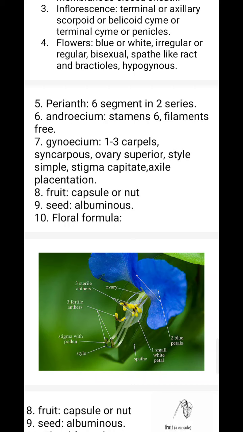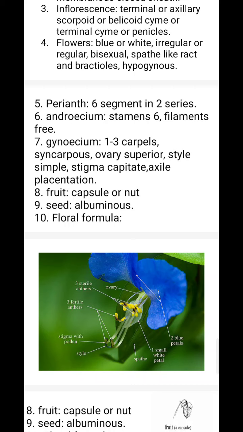Then there is some stigma. Above the ovary there is the style and stigma present. So this is the flower of the Commelina bengalensis. Most of it is found with white and blue colored flowers.